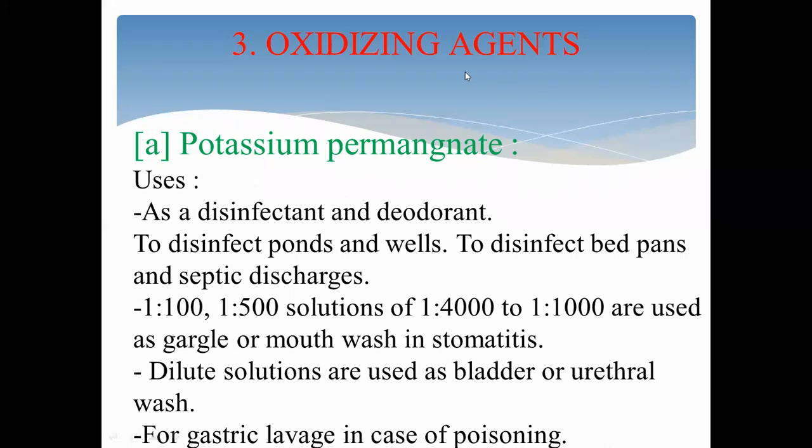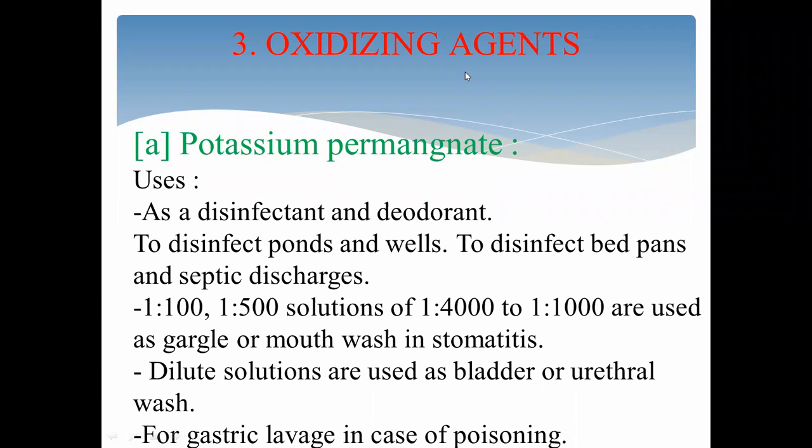Okay, so in oxidizing agents, the examples are potassium permanganate, hydrogen peroxide, and sodium perborate, in which the first one is potassium permanganate. Its uses are as a disinfectant and deodorant. Deodorants are the substances that remove unpleasant smells or bad odors. So for this purpose potassium permanganate is used. Then it is used to disinfect ponds and wells.